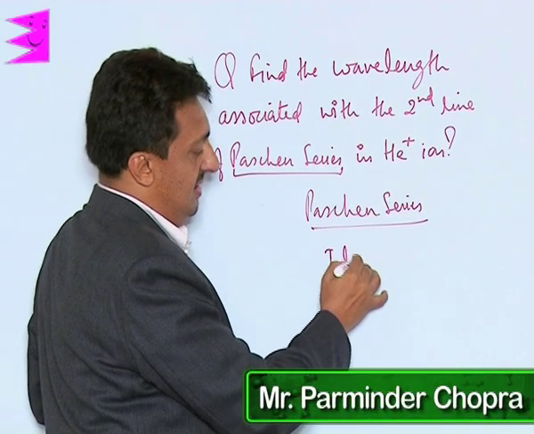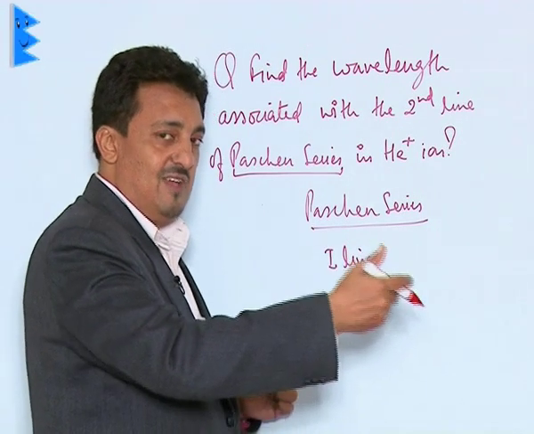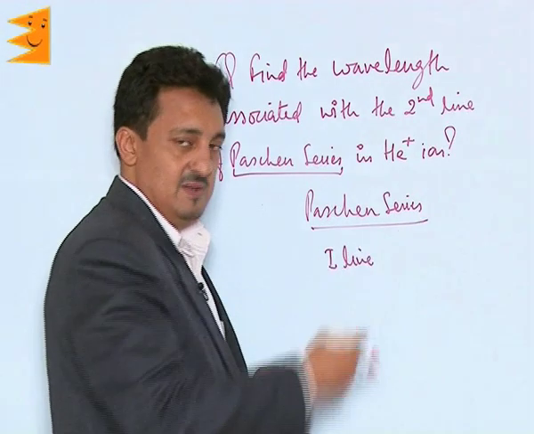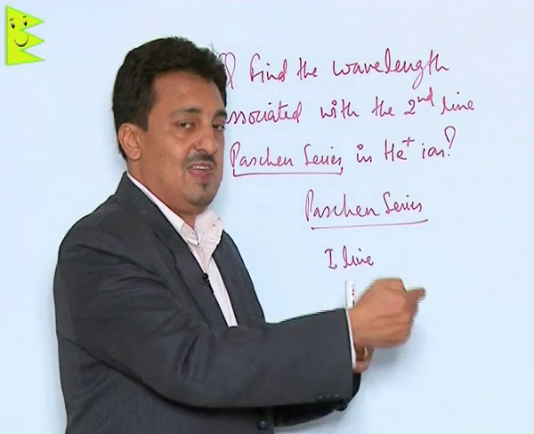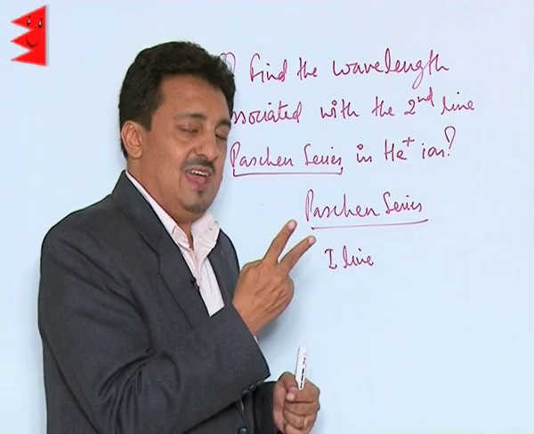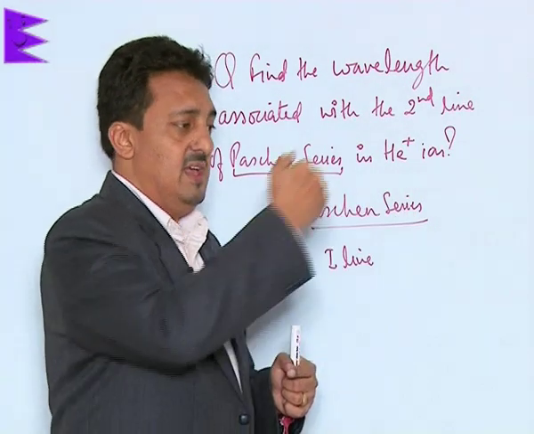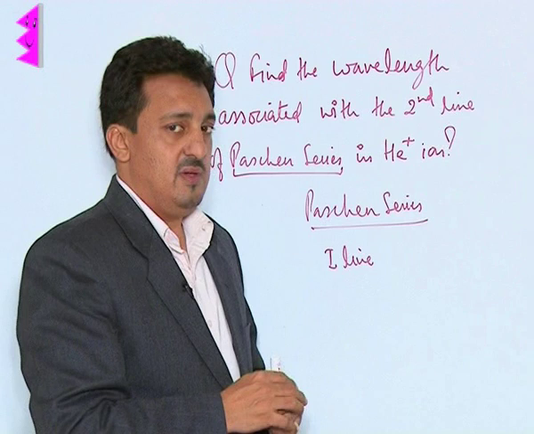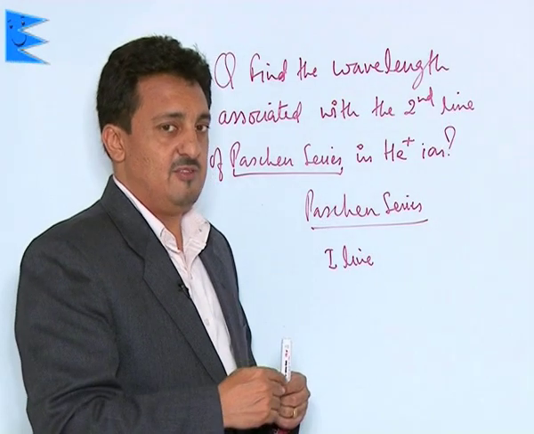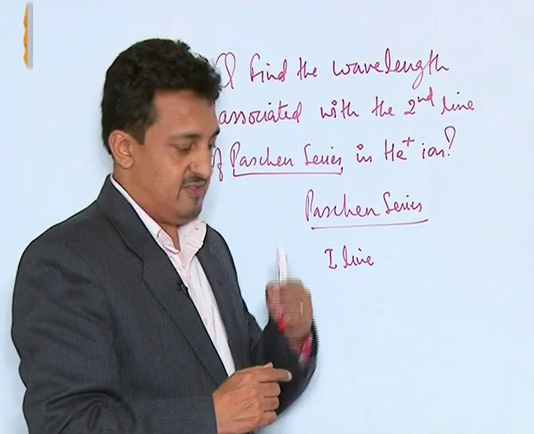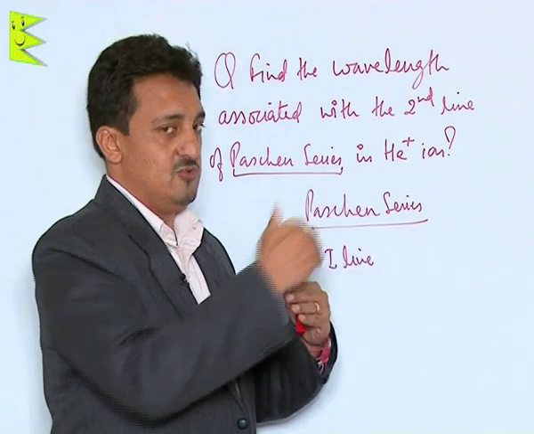the first line in any series is due to the transition from its very next orbit. Like for the first line for the Lyman series, it is from the transition from second to first. Second line in Lyman series will be the transition from the next level, that is from the third to first. Similarly, the first line in case of Balmer series will be due to the transition from 3 to 2, because Balmer series is for the second orbit and the first transition is from the very next one, which is 3 to 2.